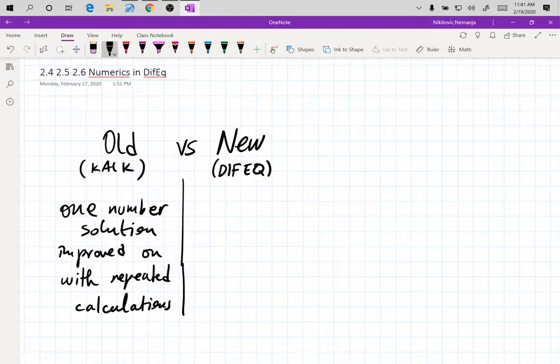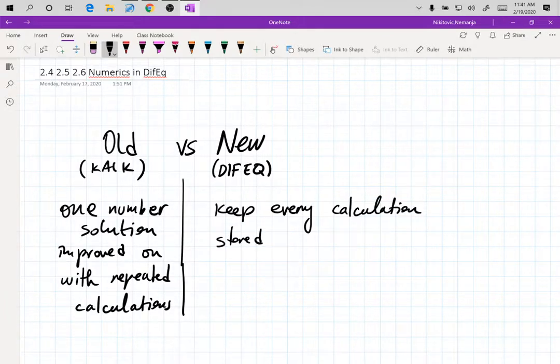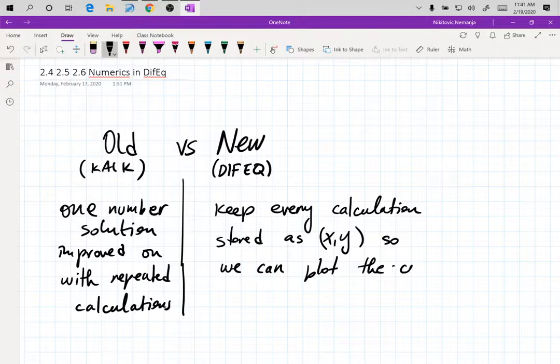And we can think of any one of those from before. Now, new for differential equations is going to be that we have to keep every calculation stored as x comma y, so we can plot the curve.